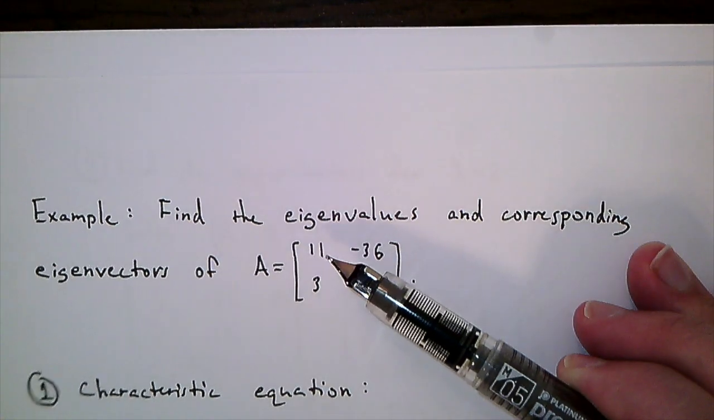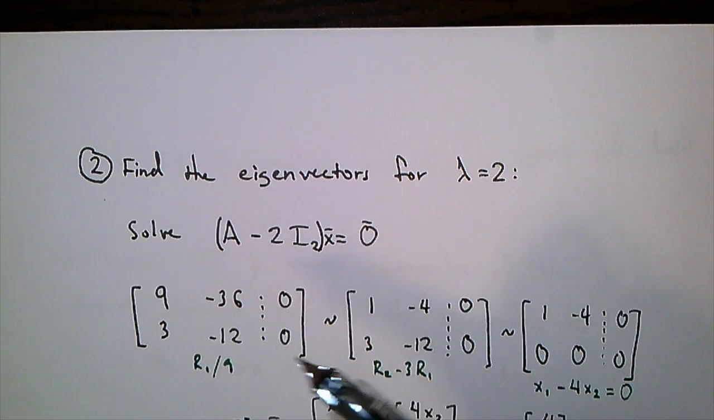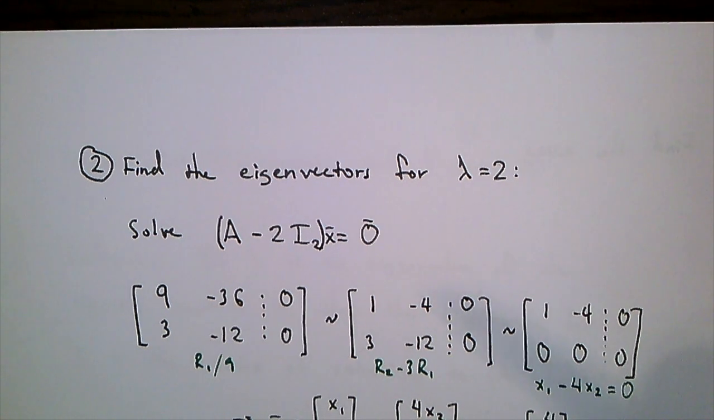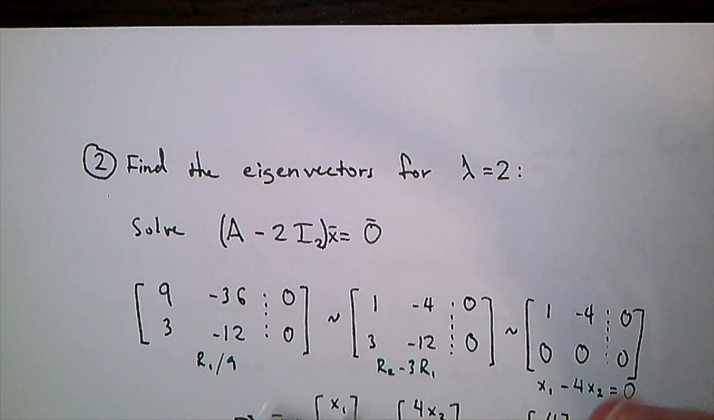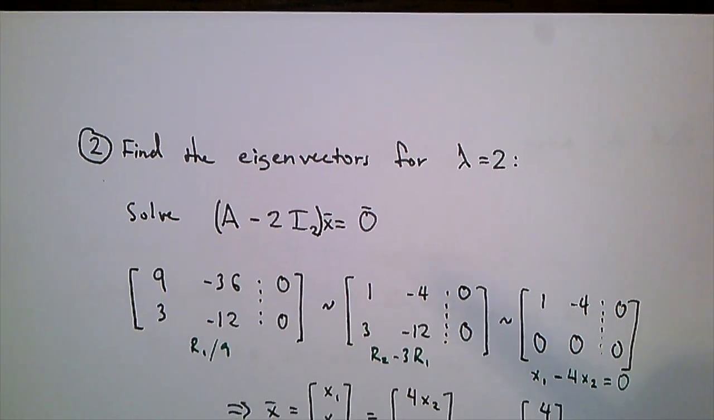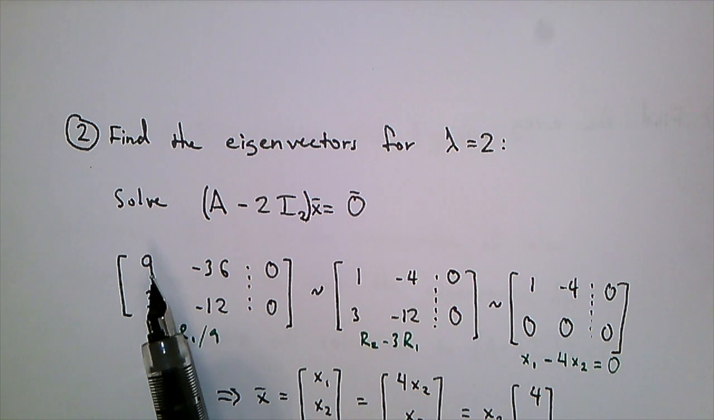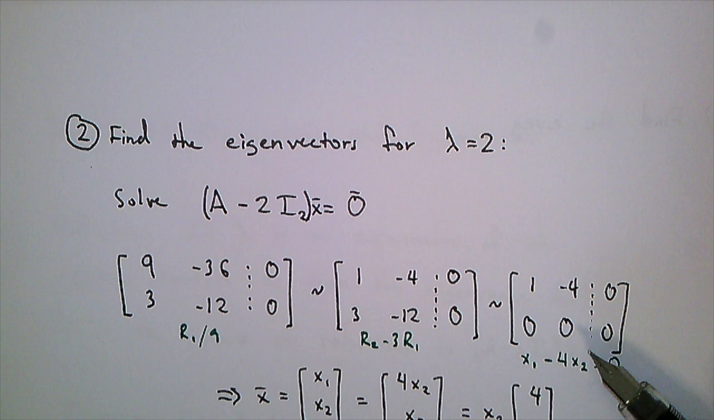So my diagonal entries are going to be 9 and minus 12. There. And then the off-diagonal entries are going to stay the same. And this is a homogeneous system, so I've just added a column of zeros for completion. Now we row reduce. You'll want to divide through by 9 to make this into a 1. And then use that 1 to cancel the 3. So multiply row 1 by 3 and subtract from row 2. And finally you get this.